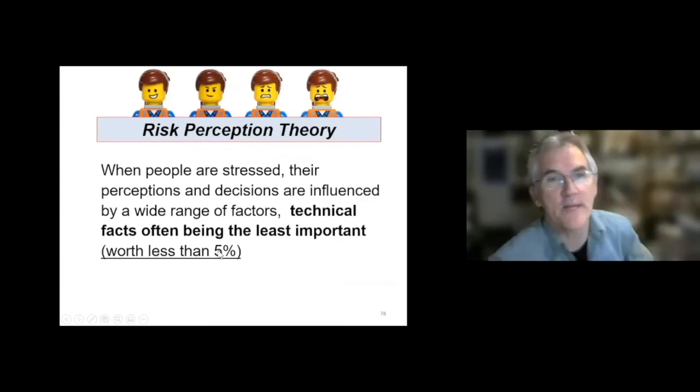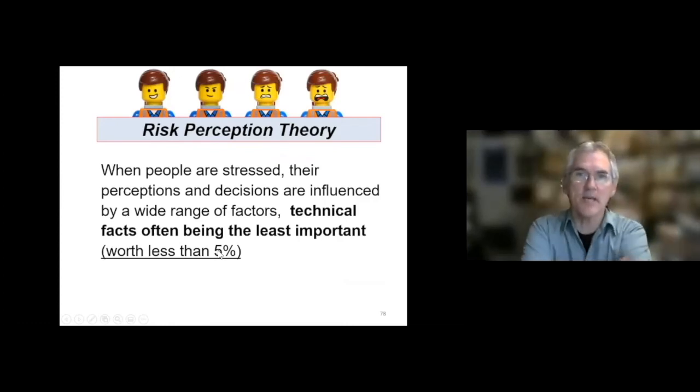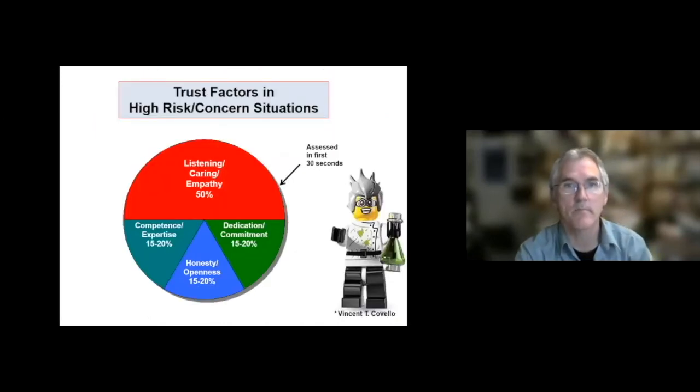So when people are stressed, their perceptions and decisions are influenced by a wide range of factors. We talked about when you're in a stress situation, you go straight to your mental shortcuts, your emotions, and technical facts are probably the least important to somebody's mind. That's what they're least interested in seeing. So trust factors in the first situation, listening, caring, and empathy, are assessed in the first 30 seconds. And you pass or fail on that test. Dedication, commitment, honesty, openness, competence, expertise, they're all much, much lower concerns when trying to effectively communicate with somebody.